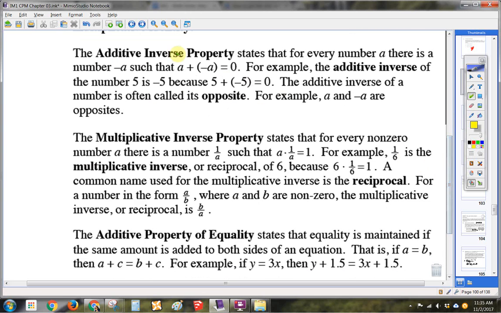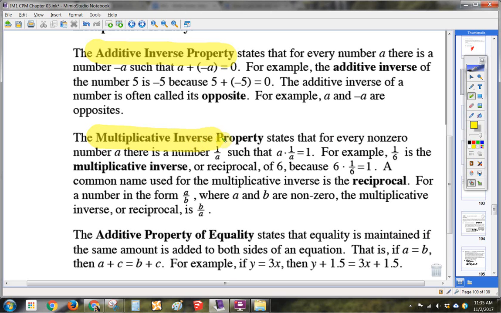The additive inverse property. This states that for every number a, there is a number negative a, such that a plus negative a equals 0. So, for example, the additive inverse of the number 5 is negative 5, because 5 plus negative 5 equals 0. The additive inverse of a number is often called its opposite. For example, a and negative a are opposites.